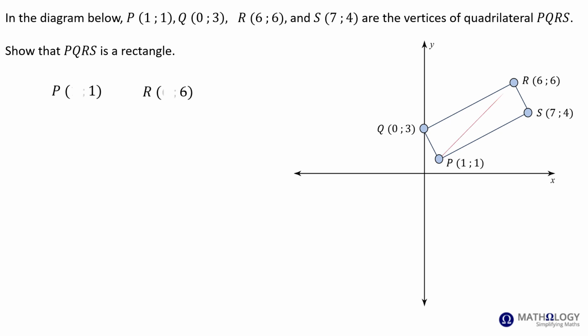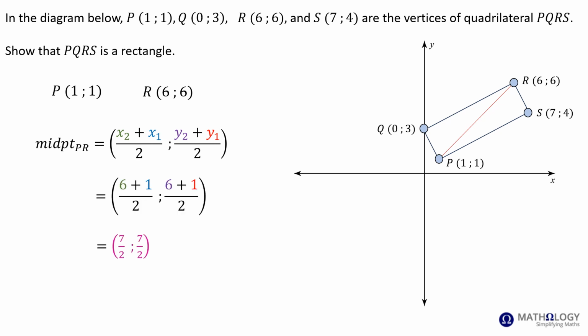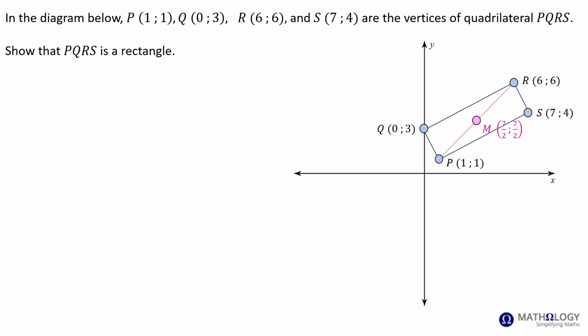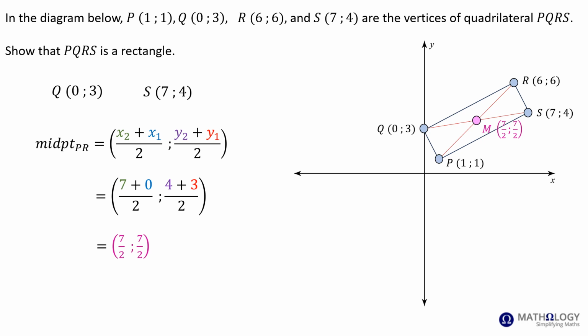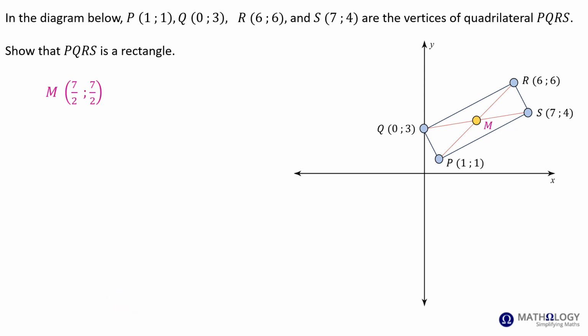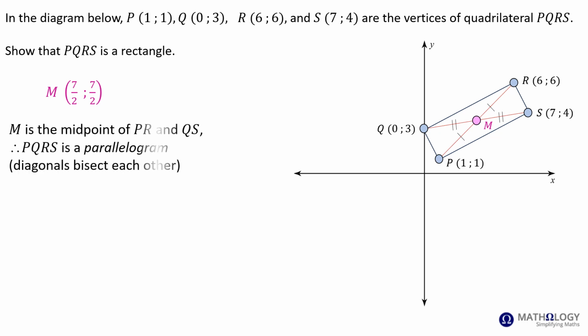So, starting with diagonal PR, the midpoint of this diagonal is the point, 7/2, which we will call M. Similarly, the midpoint of diagonal QS is the point, 7/2, which is the point M. And because M is the midpoint of both diagonals, we can state that the diagonals bisect each other, and therefore PQRS is a parallelogram.